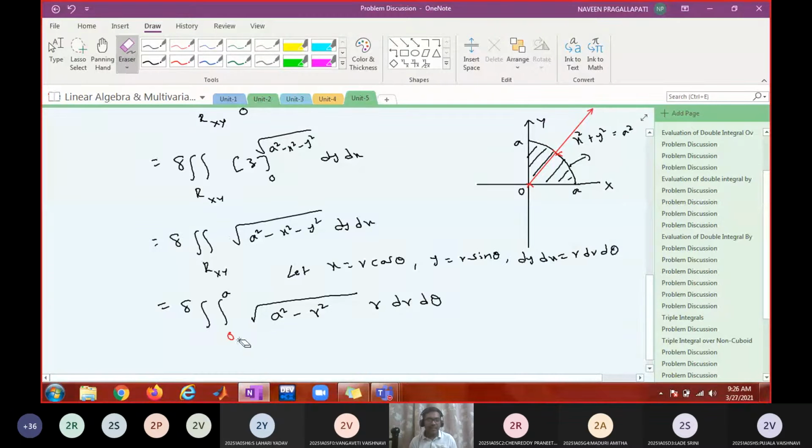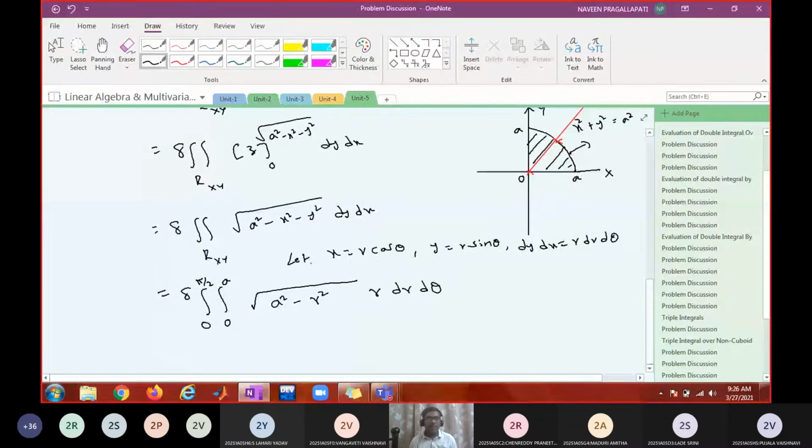Okay, then how is theta varying? You have to cover only 1/4 of the circle. How do you cover 1/4 of the circle? With a line. How much angle you have to rotate? Pi by 2. 0 to pi by 2. And you can see how easy it is to integrate this one, because you have r.